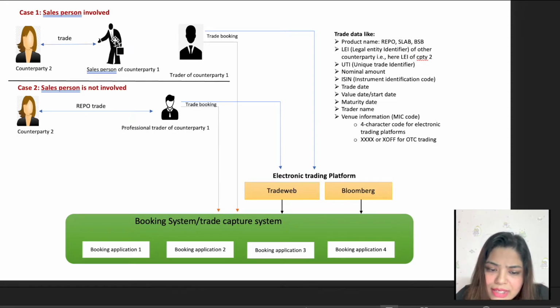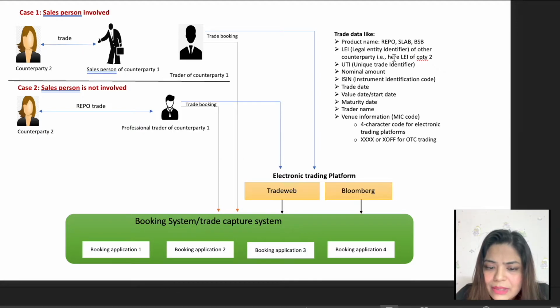So once the trade is agreed between Aviva and JP Morgan, then this salesperson will tell this order to the trader, and then this trader will execute this order and book a trade. The trader will input the basic details of the trade, like what is the product, who is the other counterparty, and its LEI. LEI is nothing but a legal entity identifier given to every unique firm.